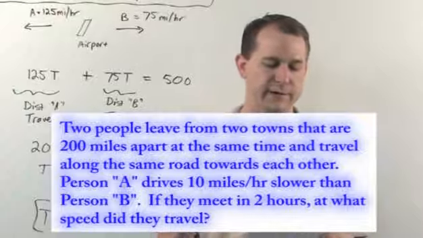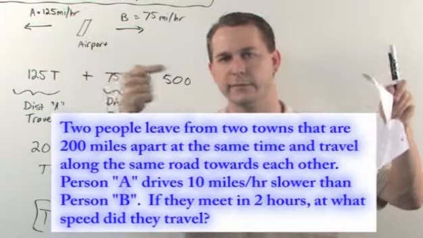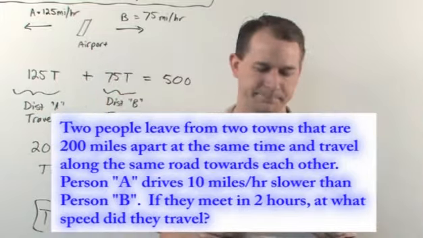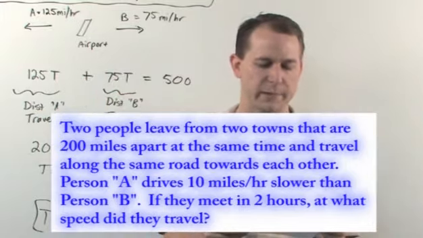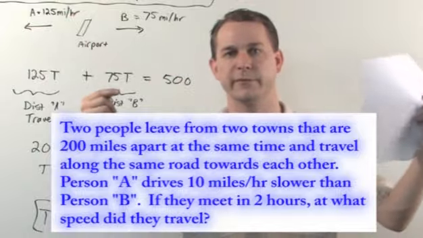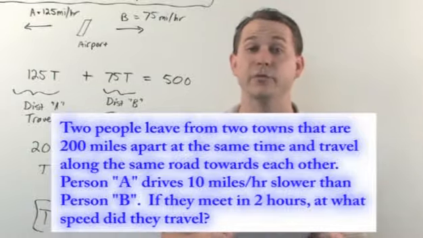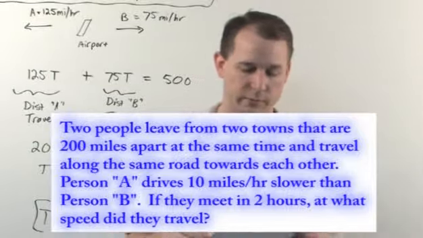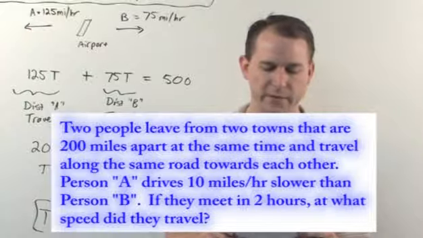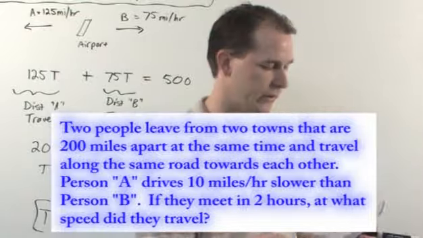Two people leave from two towns. So there's a town over here and there's a town over here. Two people leave. This one comes this way, this one comes this way, okay? Travel toward each other, same road. Person A drives 10 miles an hour slower than person B. So this one's going faster, this one's going slower, okay? And they meet in 2 hours. It takes them 2 hours to meet. That's important. What speed did they travel? So we're going to have to find that out.